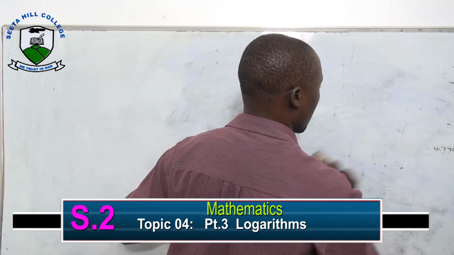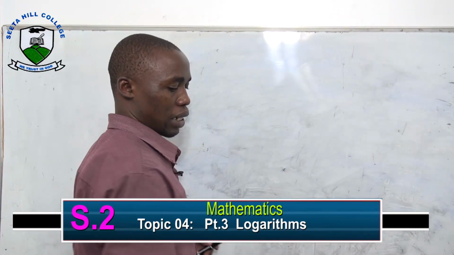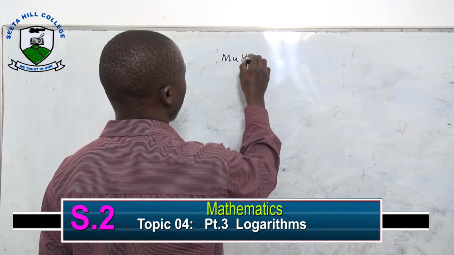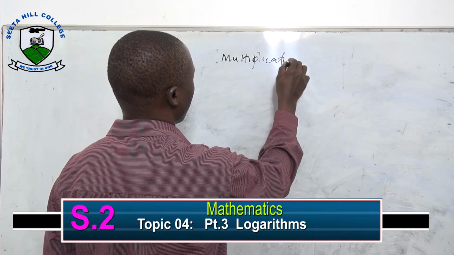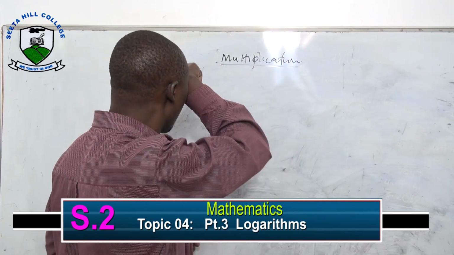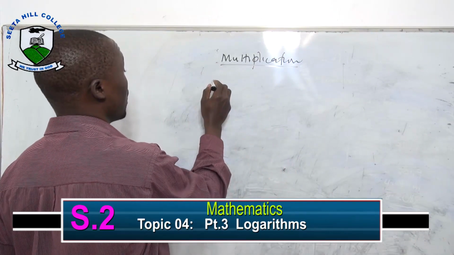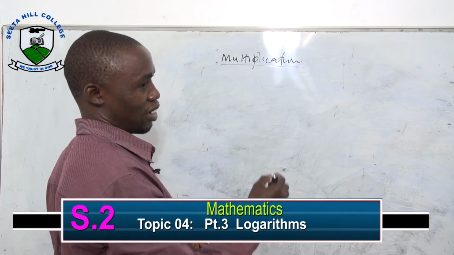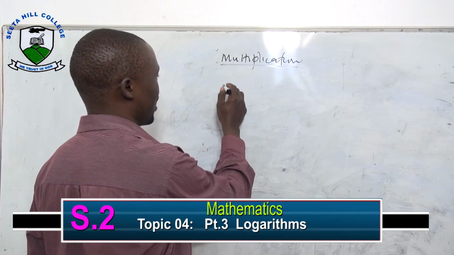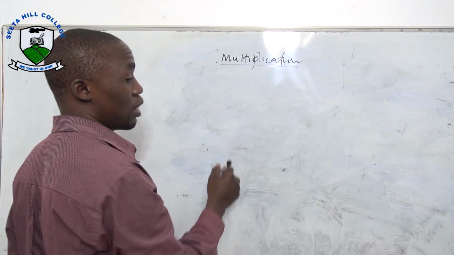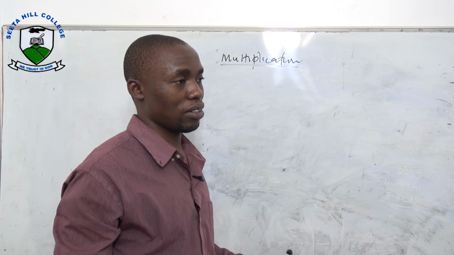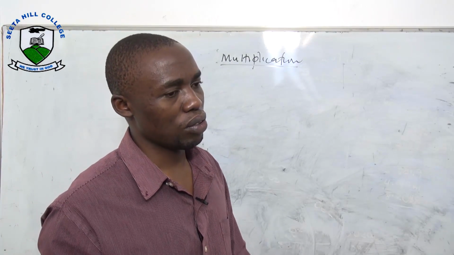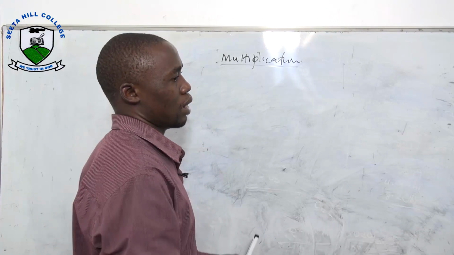Now, during multiplication, especially for negative numbers, in multiplication, we separate the mantissa from the characteristic. That is very correct. Now that is true if the number is negative. If the log number is entirely positive, you just multiply direct.